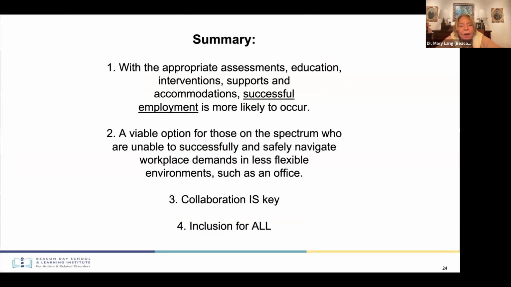Oh, I forgot my summary. With the appropriate assessment, education, interventions, and support, successful employment is going to be more likely an outcome. Going through some of the steps that I mentioned will help you organize yourself so when you're interviewed, you come across as knowledgeable about your own needs, your own interests, how much money you need to make, and your employer can communicate flexibility and what the environment of the office can be.